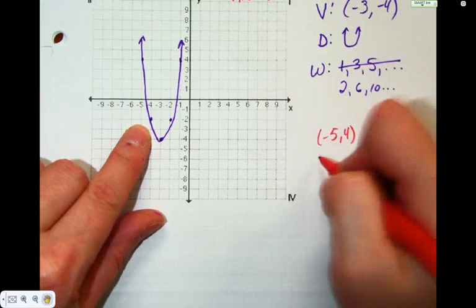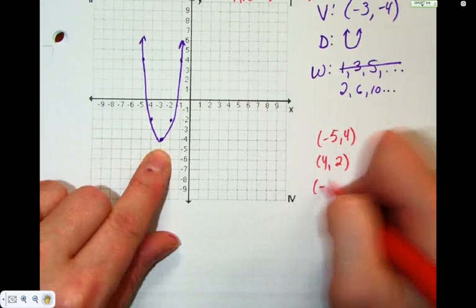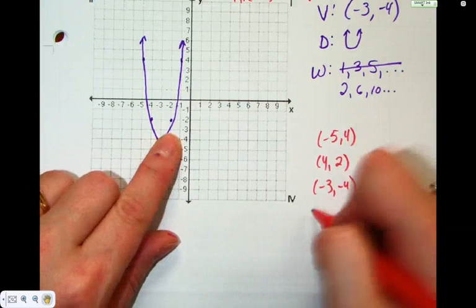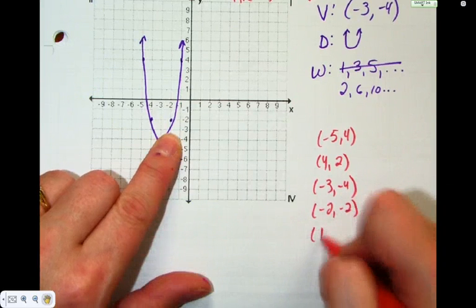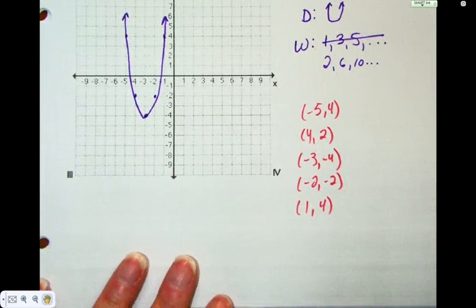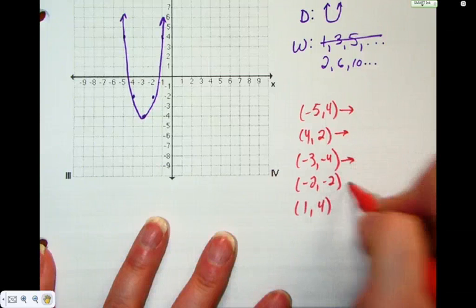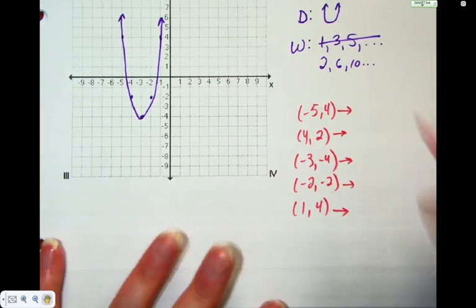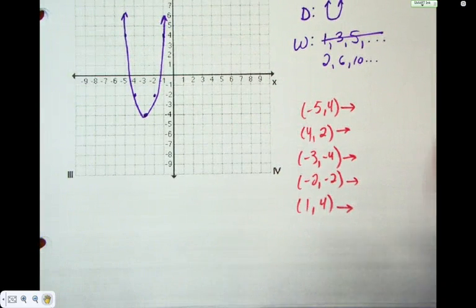The next coordinate is at (-4, -2). The vertex is at (-3, -4). The next coordinate is at (-2, -2). And the last coordinate is at (-1, 4). Now what I'm going to do is exactly what the mapping told me to do. The mapping says we're going to multiply the x's by a negative, so we're going to change all the x coordinates and leave the y's exactly as they are, no touchy.